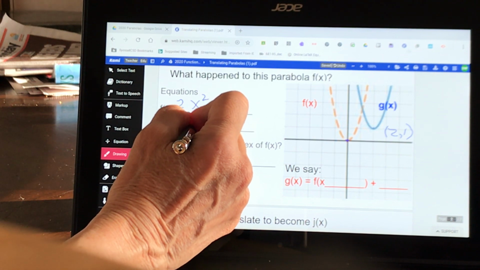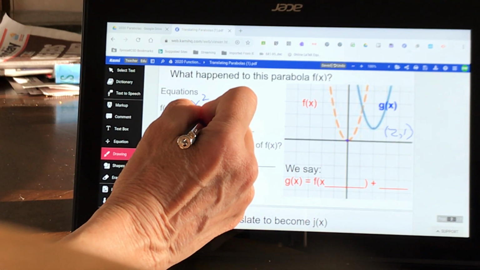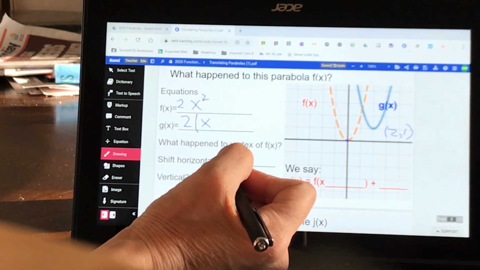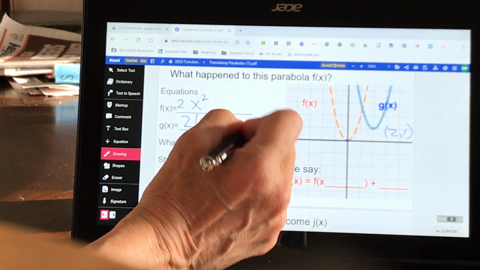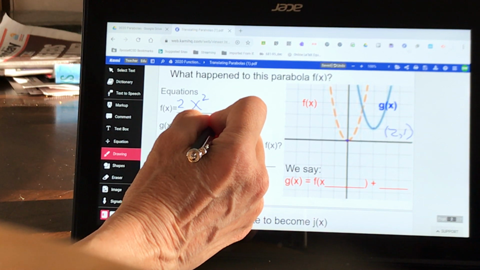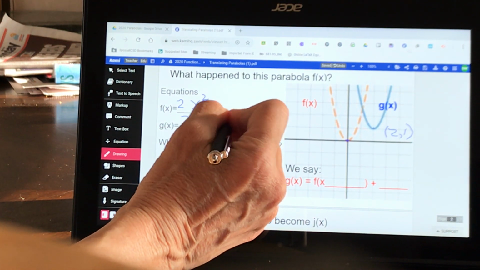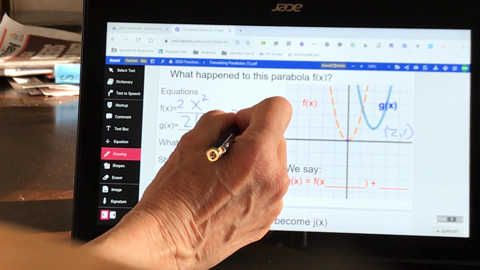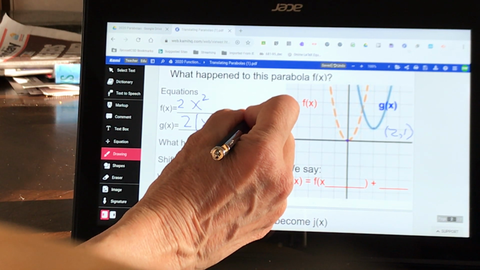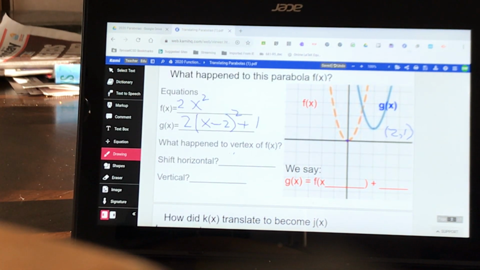Well, we take the original x position from 0, 0. We move it 2 units to the right. And since inside is opposite, that would be x minus 2. Square that. And then the outside is the y coordinate, and that is the same sign, or the outside tells the truth. So our equation g of x equals 2 times x minus 2 squared plus 1.